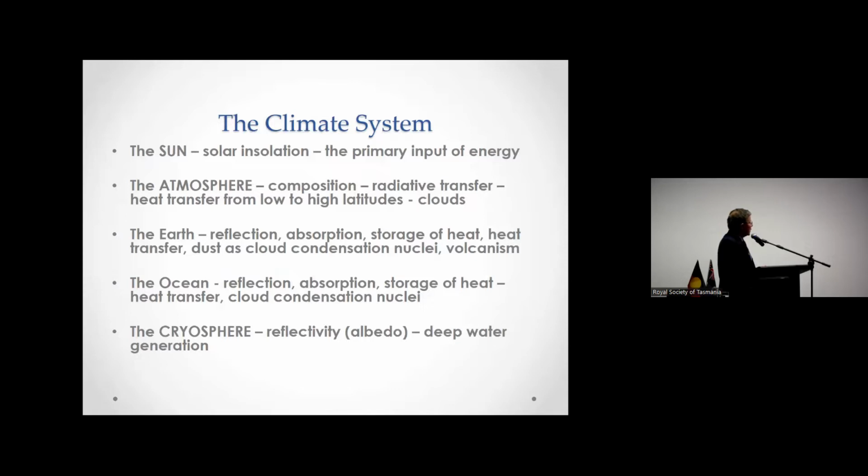And we need to look at what makes up the composition of the atmosphere and how the heat is radiated through and out to space, and how heat is transferred from where it's received, generally in the equatorial regions, to the high latitude parts. So the Earth also plays a part in this because it reflects and absorbs and stores heat. It also produces dust from the lithosphere with strong winds, and that dust makes up cloud condensation nuclei, which is an important part of the radiation transfer system, because clouds have an effect generally of cooling the Earth, but not always. And then volcanism is important.